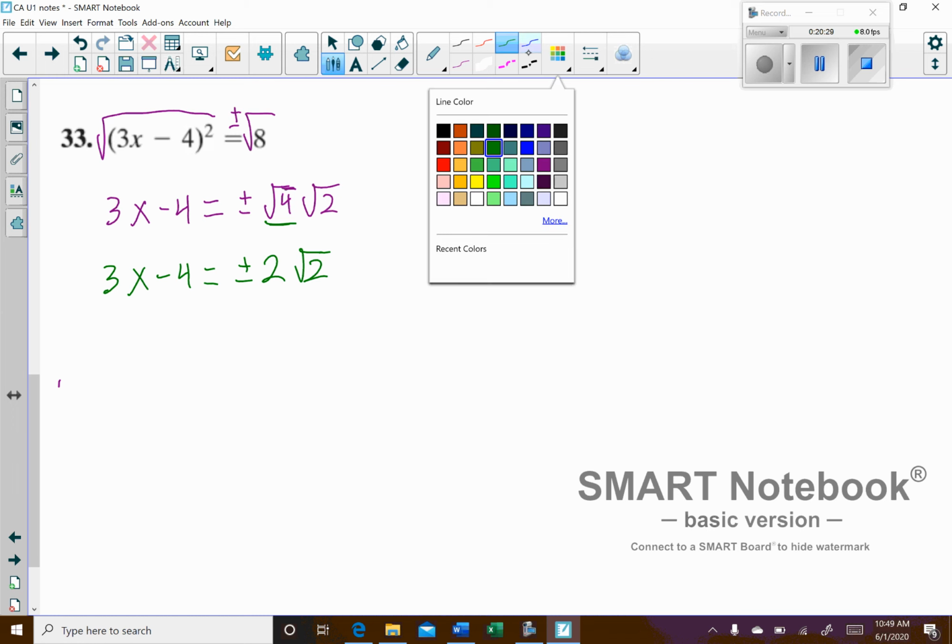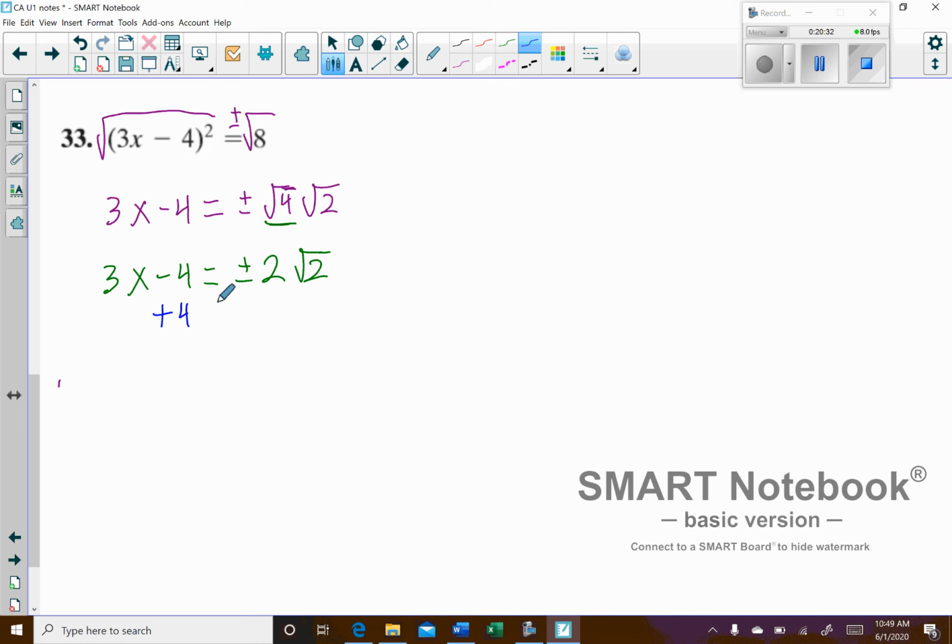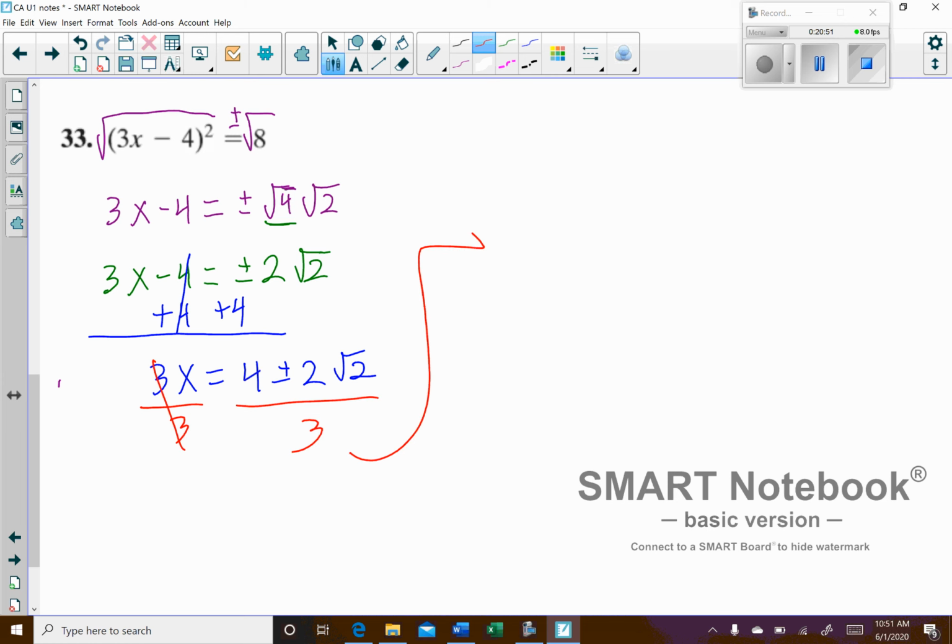Okay, so now we'll go ahead and add 4 to both sides. So now we have 3x equals 4 plus or minus 2 square roots of 2. And then the last thing we'll do is divide by 3. And I'll put my answer up here. So x is equal to 4 plus or minus 2 square root of 2, all divided by 3. Now, in this case, it doesn't simplify, but as we move forward, we might run into some cases where we end up with an answer similar to this, and there can be a reduction made. But right here, this is it. There's nothing else we can do.